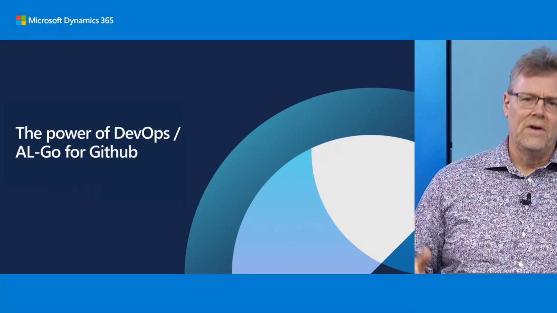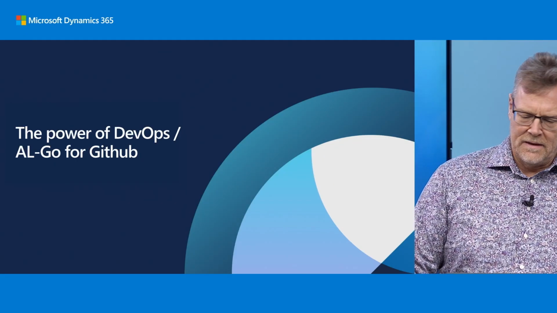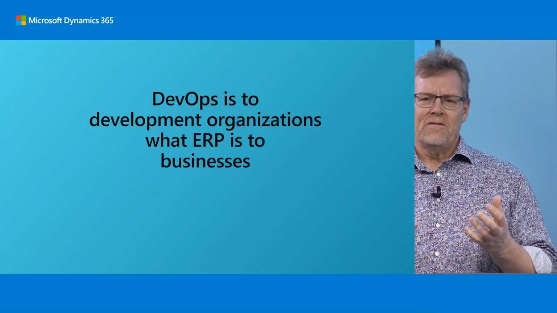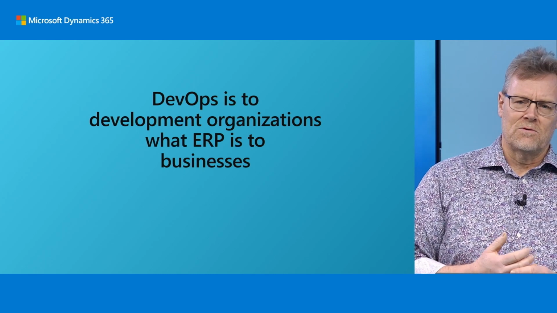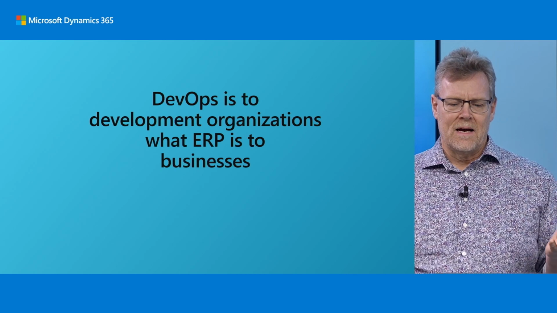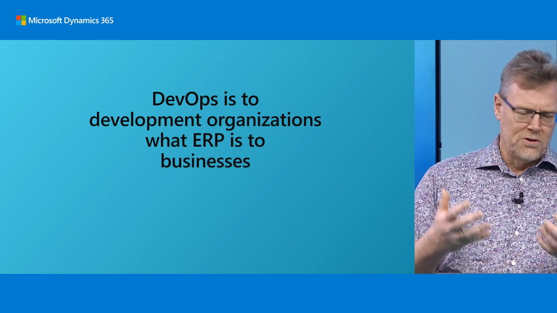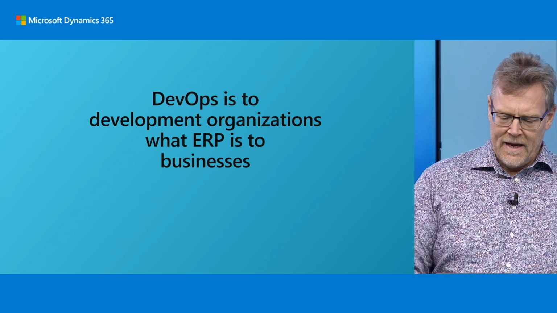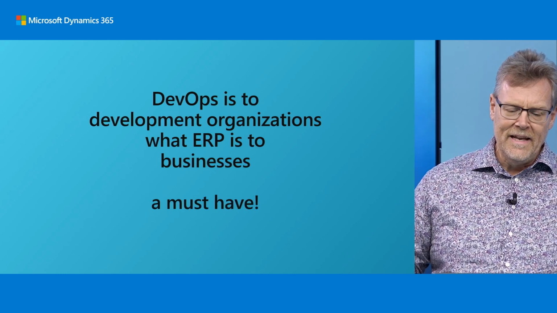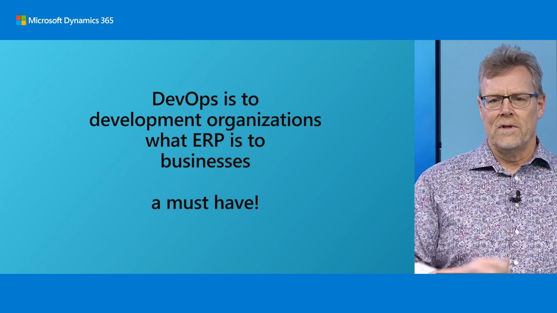I'm going to talk briefly about the power of DevOps and AL-Go for GitHub. So, a bold statement: DevOps is to development organizations what ERP is to businesses. And all of you guys are selling ERP to businesses. You know how crucial that is. It is just a must-have. Development organizations need to set up DevOps for their organizations.